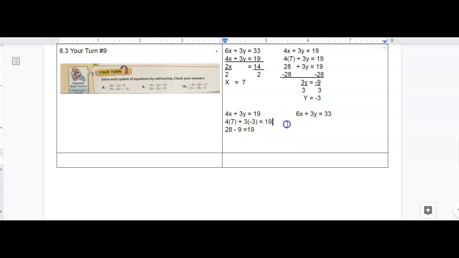Okay. Now I got to check on the other one too. Got to do both. So 6 times x, which is 7, and then plus 3 times y, which is negative 3. Is that equal to 33? Let me check. Okay, 6 times 7 is 42. And then positive 3 times negative 3, that's negative 9. And then 42 minus 9, yep, that's 33. So I do have it correct. I know that it is correct. Okay, thank you.